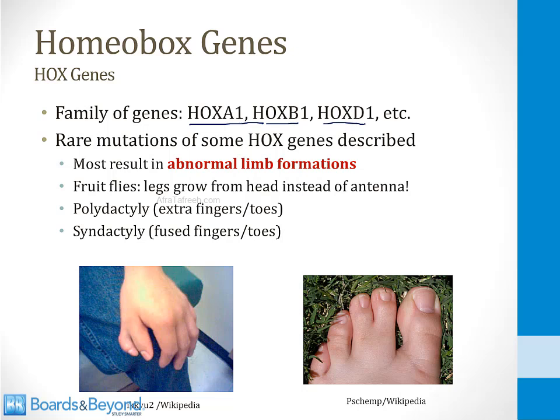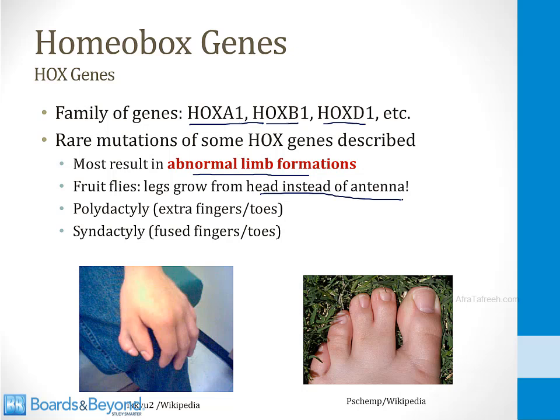You can read about them in detail in your textbooks if you wish, but what you should know for the Step 1 exam is that rare mutations of some Hox genes have been described, and they all result in abnormal limb formation, which should make sense because I told you that these genes are necessary for proper formation along the anterior-posterior axis. In fruit flies, when mutations of the Hox genes occur, the legs will grow from the head instead of the antenna. That shows you how important their role is.